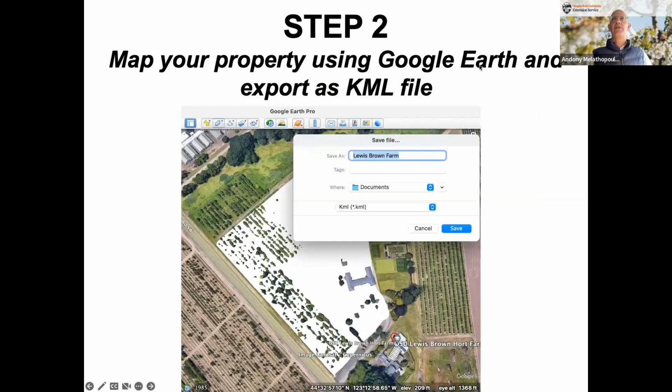The next thing you've got to do is create a property map. The easiest way to do this is to go get Google Earth. In Google Earth, you can use this little polygon tool, and it'll allow you to draw a rough boundary edge on your property. Then you export that new shape you created as a KML file, and you'll load that up into iNaturalist.